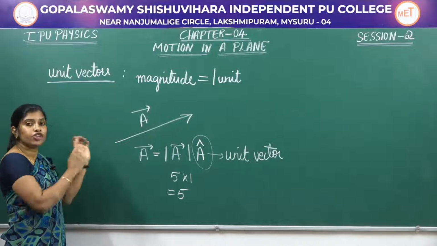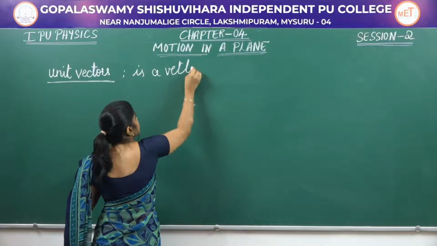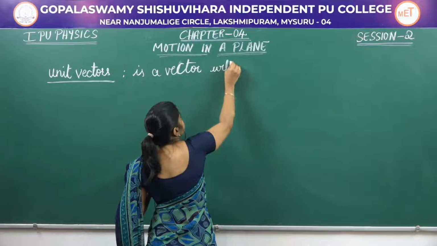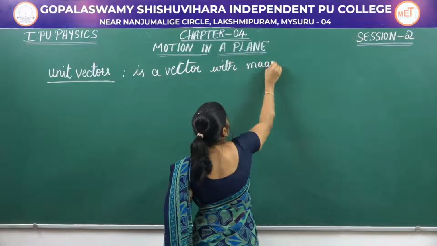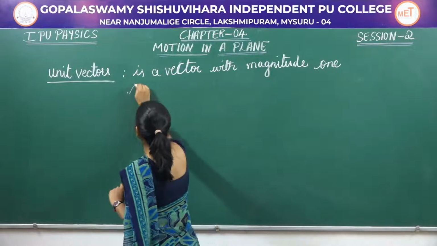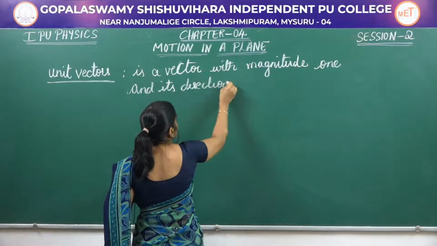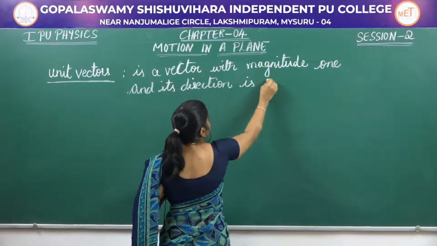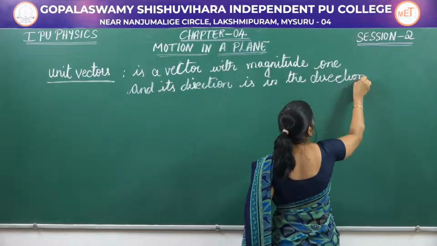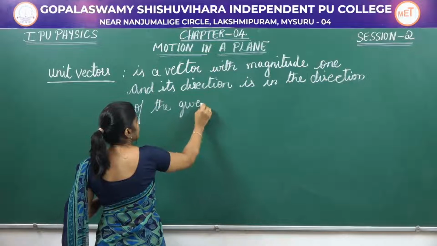Now let us define the unit vector. Unit vector is a vector with magnitude equal to 1 and its direction is in the direction of the given vector.